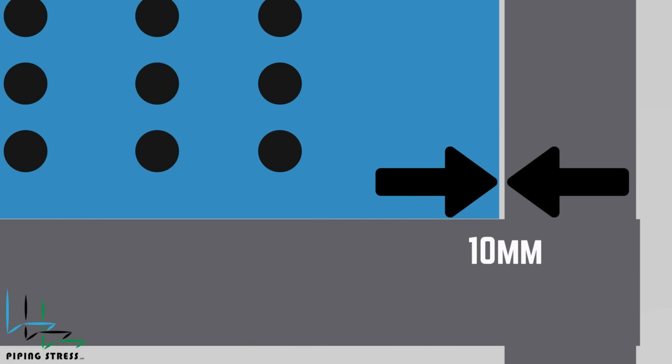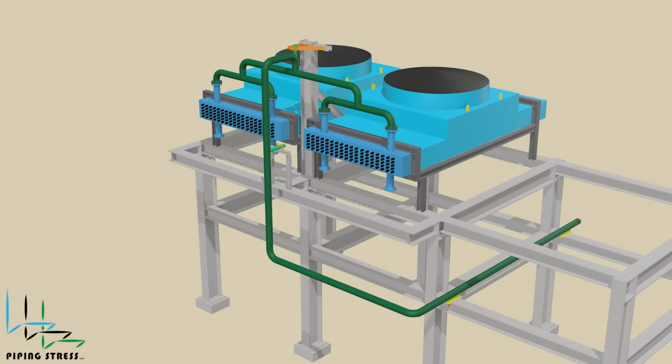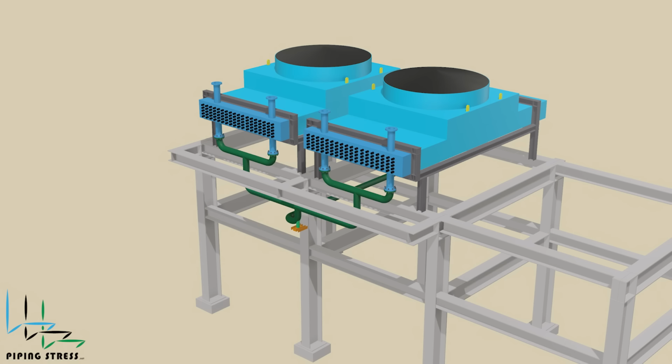Now, let's look at the piping specifications. The inlet line is 6 inches, and the operation temperature is 250 degrees Celsius. The pipe material is carbon steel, and the operating pressure is 20 bar. The only difference between the inlet and outlet piping is temperature. The operating temperature of the outlet line is 150 degrees Celsius.